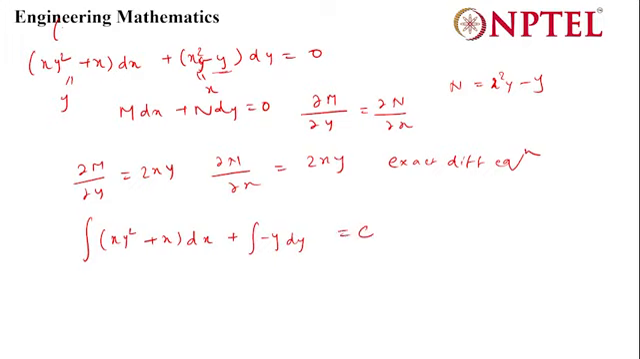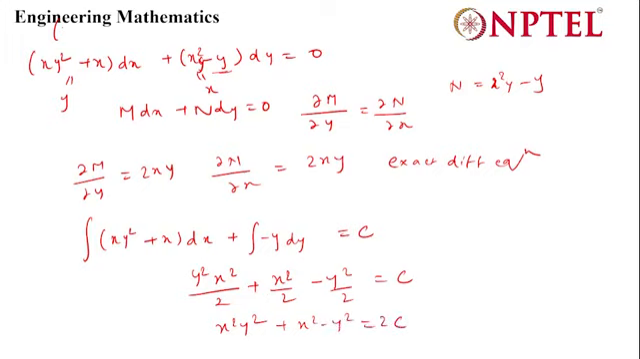When you integrate this, it will come as y square x square by 2 plus x square by 2 minus y square by 2 is equal to c. Your answer will be x square y square plus x square minus y square is equal to 2c.